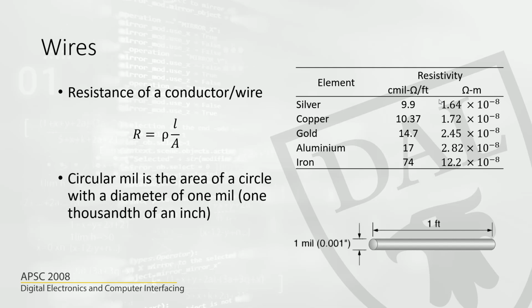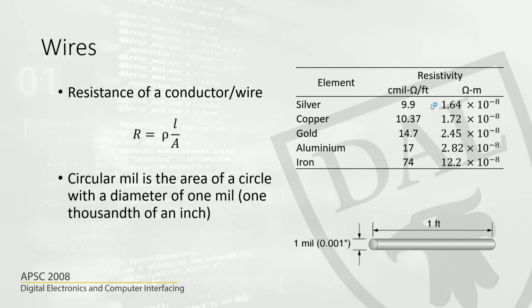Often, here in North America at least, we don't use ohm meters, we use CM ohms per foot. So CMIL is a circular mill, which is the area of a circle, because in wires mostly everything is circular, like a cylinder. So we take the area of a circle, and we call it CMILs. A mil is 1/1000th of an inch. So a circular mill is the area of a circle with a diameter of 1 mil.